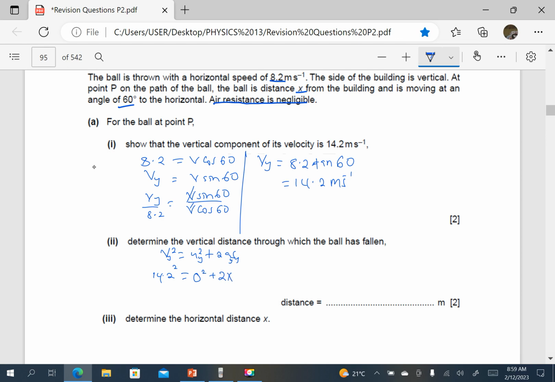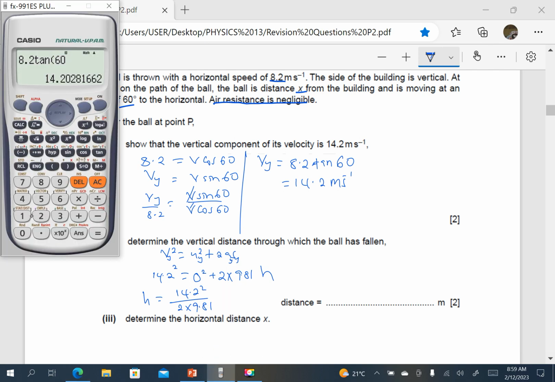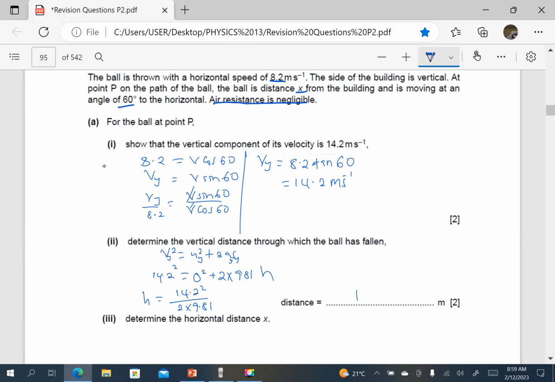2 times 9.81, that is acceleration due to gravity, then times the height h, or the vertical distance h. So h is going to be 14.2 squared divided by 2 times 9.81. That gives us 10.277, or 10.3. So that distance is 10.3 meters.